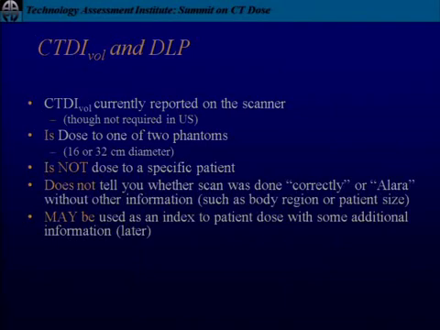Okay, I wanted to spend a few minutes talking about CTDIvol and DLP. Okay, what is it? What is it after all? Is that what we want to report? It's reported on the scanner. CTDIvol is currently reported on the scanner, and I had to make this point again.